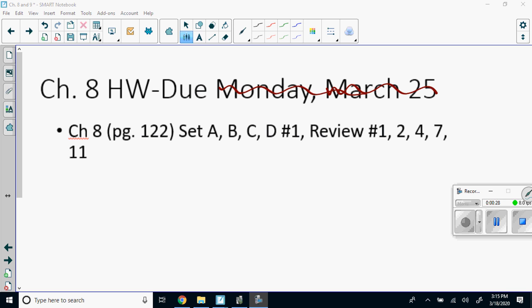So for set A, you're doing numbers 1, 5, and 6 only. For set B, you're going to do numbers 1 through 6. For set C, you're going to do numbers 1 and 2. D keeps number 1. And then for the review, let's cross off number 7 and number 11. So that's chapter 8 homework.